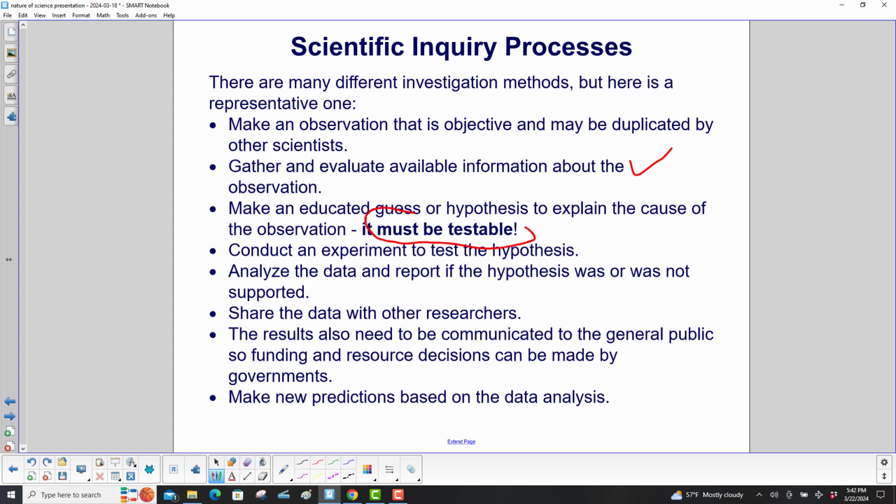It must be testable. Conduct an experiment to test the hypothesis. Analyze the data and report if the hypothesis was or was not supported. Share the data with other researchers. The results also need to be communicated to the general public so funding and resource decisions can be made by governments. And finally, make new predictions based on the data analysis.